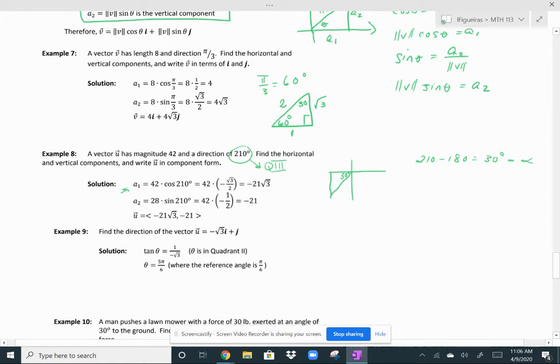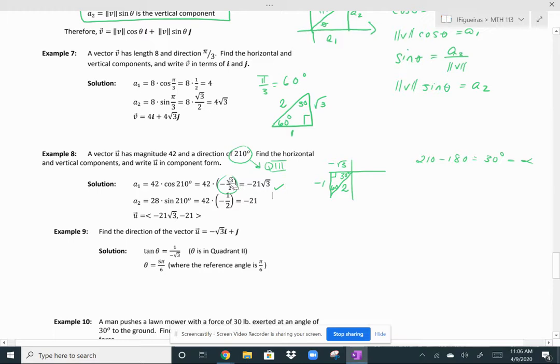Since that's 30 degrees, here I have a value of -1. Here I have a value of negative root 3, and this is a value of 2. So that's, again, that triangle that I asked you to memorize many times. So the cosine of 210 is adjacent over hypotenuse, so that's negative root 3 over 2. And when you simplify that, multiplying by 42, you get that the horizontal component is negative 21 root 3.